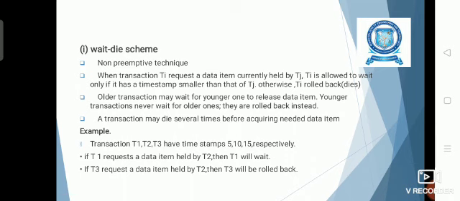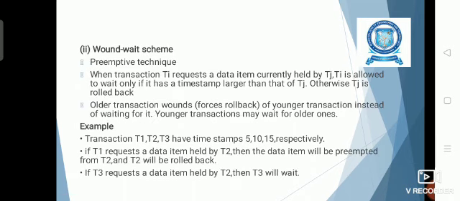The next one is the wound-wait scheme. This is a preemptive technique. When transaction Ti requests a data item currently held by Tj, Ti is allowed to wait only if it has a timestamp larger than that of Tj. Otherwise, Tj has to be rolled back. Here in the wound-wait scheme, an older transaction wounds, that is, forces the rollback of, a younger transaction instead of waiting for it. Younger transactions may wait for older ones.